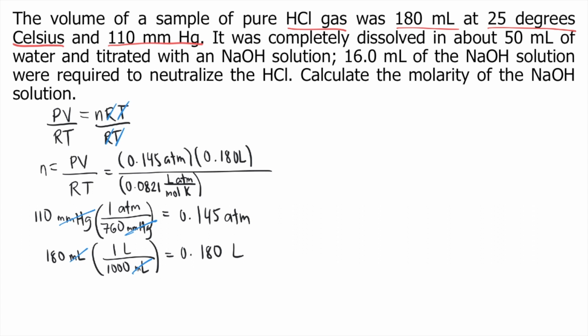And the temperature, according to the problem, is 25 degrees Celsius. But remember, in the ideal gas law, the temperature must be in Kelvin. So how do you convert Celsius to Kelvin? You simply add 273.15. In this question, the given is 25 degrees Celsius. You just add 273.15, and that is equal to 298.15 Kelvin. So that's our temperature.